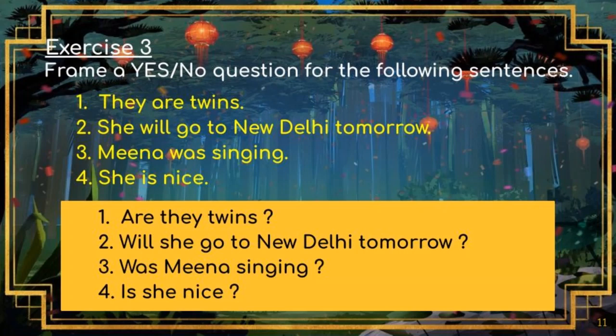Let's move to the third one. Meena was singing. What do you want to do? Just follow two steps. One is to find out the verb, and the second one is to move the verb before the subject. So students, the answer is: Was Meena singing? At the end of the sentence, put a question mark. Let us move to the fourth one. She is nice. So students, what is the verb here? Yes, that is "is". So just change the positions of verb and subject. At the end of the sentence, put a question mark. Is she nice?